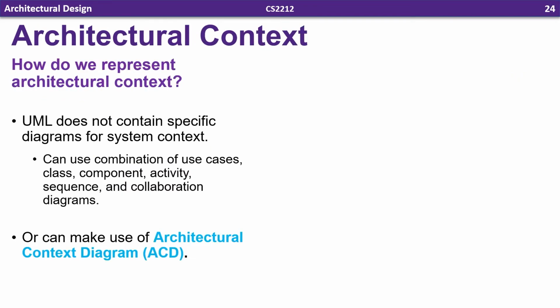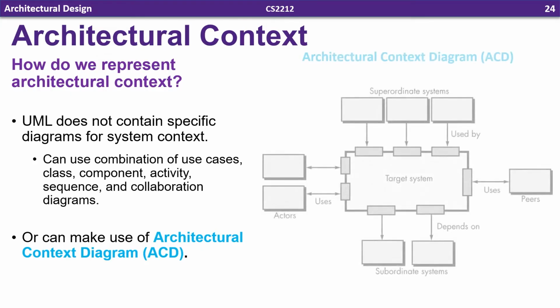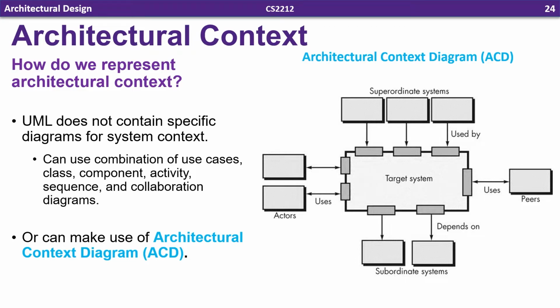discussed. One of the ways we provide a visual representation of architectural context is with an architectural context diagram, also called an ACD. This is not a UML diagram, as UML does not contain any diagrams specifically for showing system context. But it can be helpful when used in conjunction with other UML representations to detail a system's architecture. And it looks something like this.